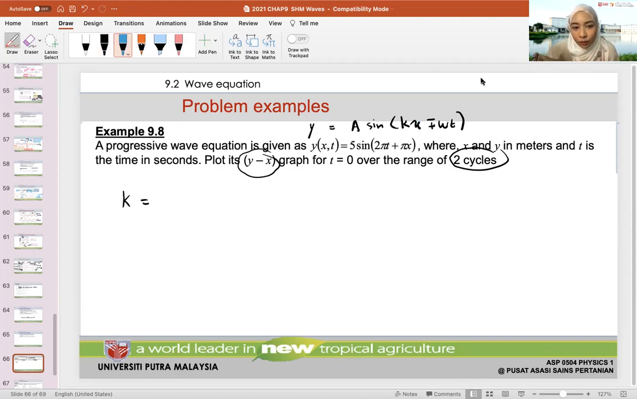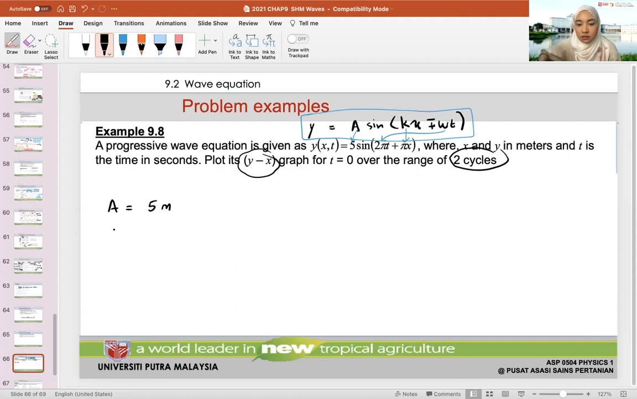So what you do is you write down the generic equation yang kita belajar tadi. You match it. So A is 5, k is the coefficient of x, right? So k is pi and omega is 2 pi. You match it like that. So when they ask you what is the amplitude, it is 5. So let's write down the answer. So A is 5 meters, because everything is in meters here. Amplitude is also in meters. y is in meters, so A is also in meters.